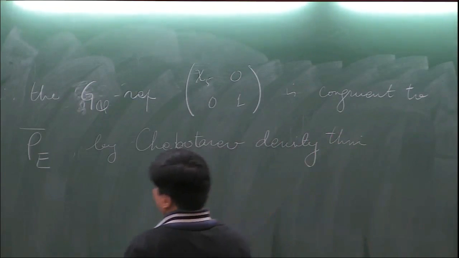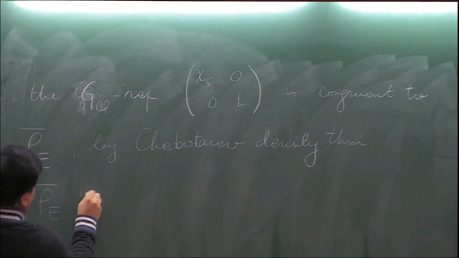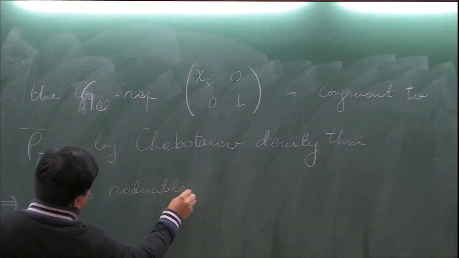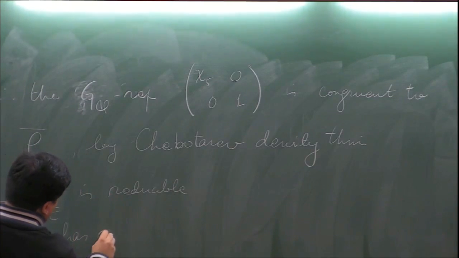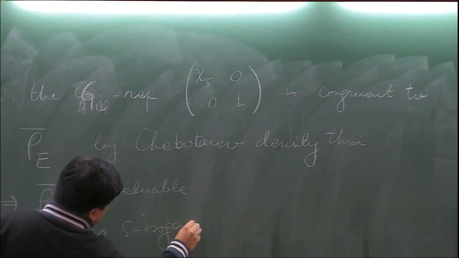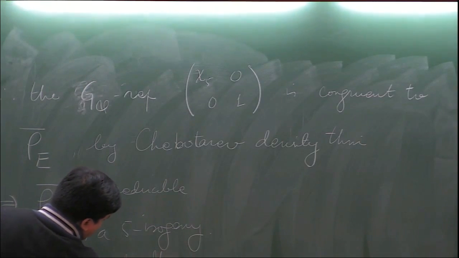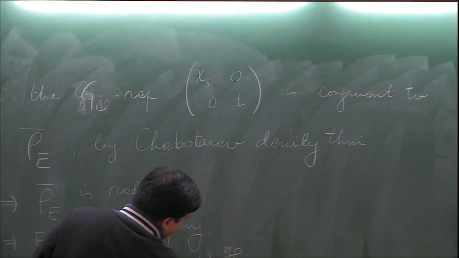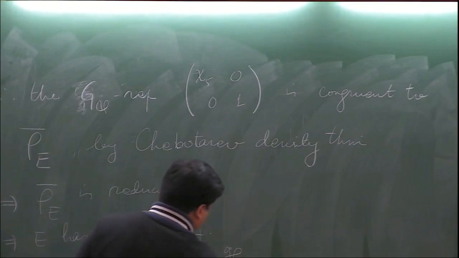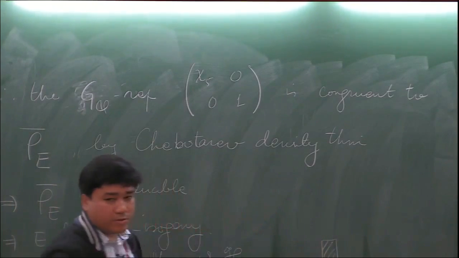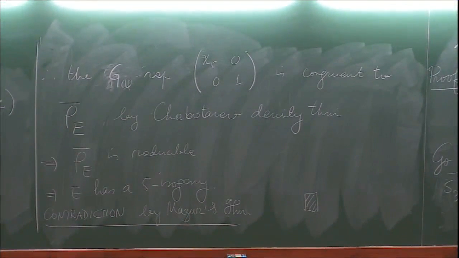Density theorem, right? So this implies that rho E bar is reducible, which means that E has a 5 isogeny. But we have shown that Mazur's theorem does not allow this, so there is a contradiction, right? By Mazur's theorem, therefore we cannot expect to have any solutions. Therefore, one does not have any solutions.